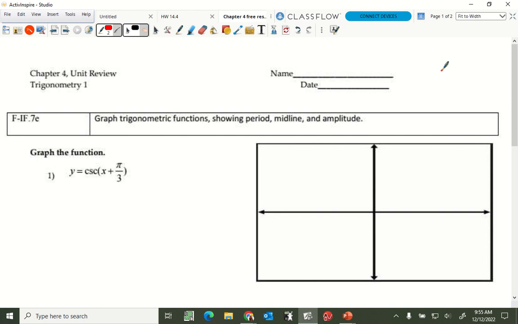Graph the function. This is probably going to be one of the harder ones out of all of them, graphing the whole thing. So, cosecant, we know cosecant is what we learned in 4.4. That's where it gets used. It's upside down, right? It's the upside downs. So, for this, all the same rules apply as if it was sine or cosine.